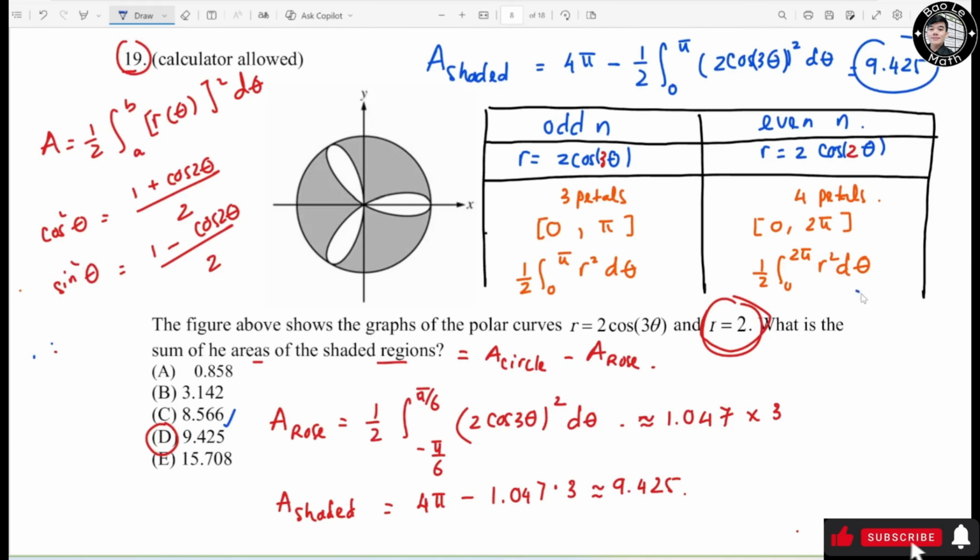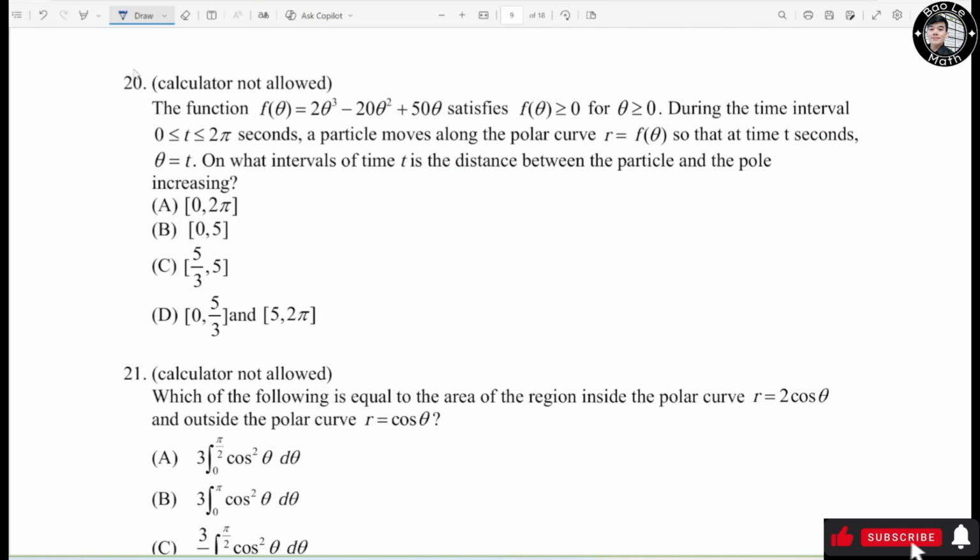For this one right here, you can calculate the area of one petal using the formula 1/2 integral from negative pi over 4 to pi over 4 of (2 cosine 2 theta) squared d theta. Then you're going to multiply by 4, because you have 4 petals. Move on to question 20.